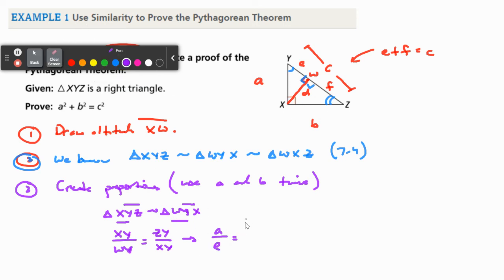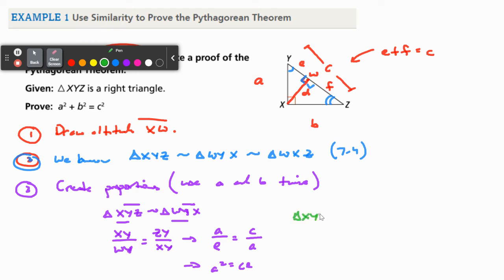ZY is your big hypotenuse c, and the XY is again a. Okay, and if we do cross multiply this, I'm going to do it right here, you're going to get a squared equals c times e. All right, perfect.